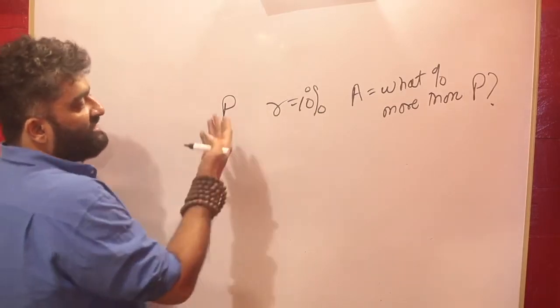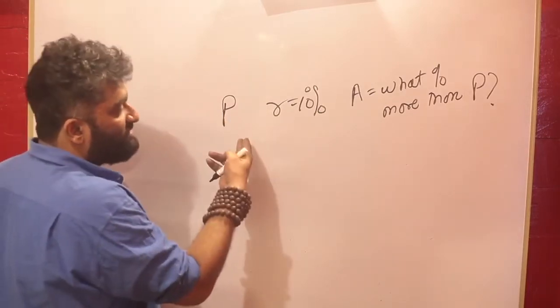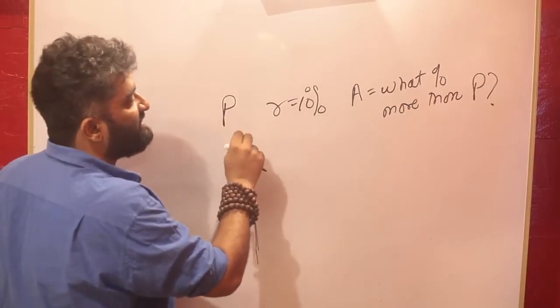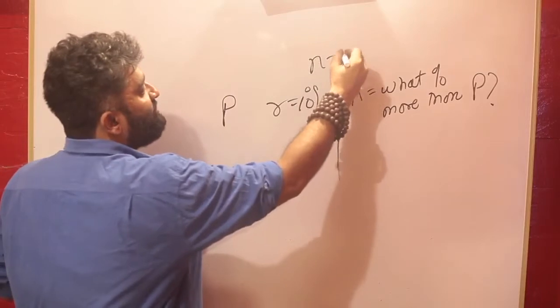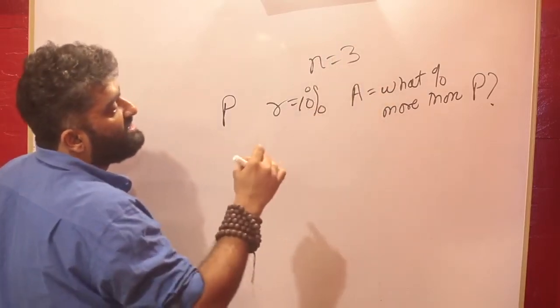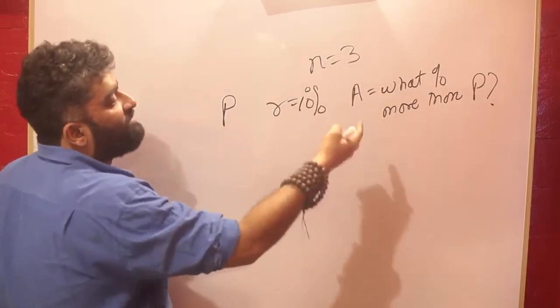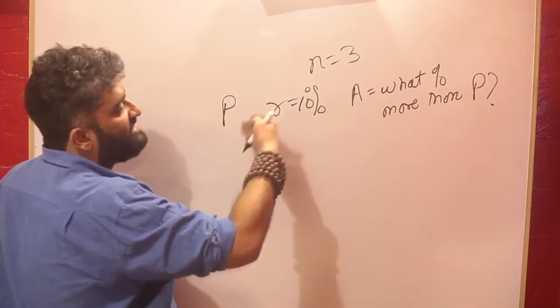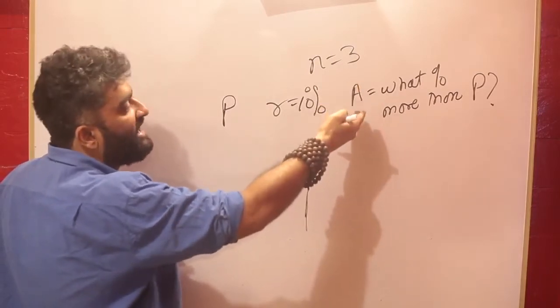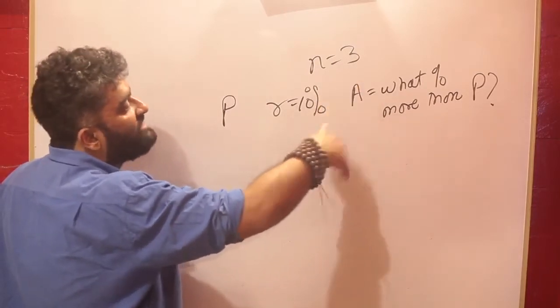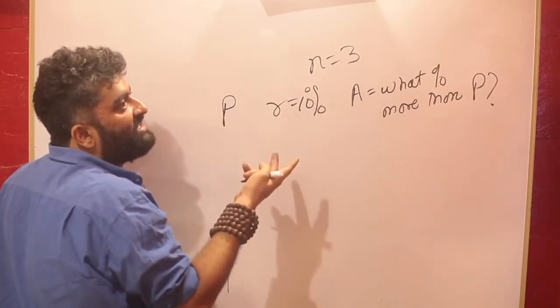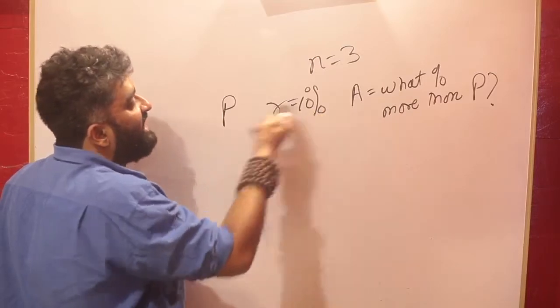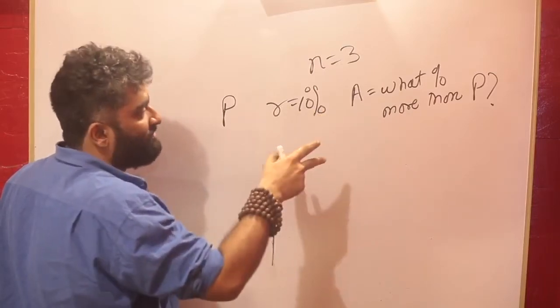The question is, there is some principal, it doesn't even matter what the principal is, though the question might have some specific value. The rate is 10% and the period is 3 years. The question is, amount is what percent more than the principal? That means after 3 years you would get some amount, and that amount is what percent more than the principal. So you're looking at the percentage relationship between A and P rather than the actual amount, right?